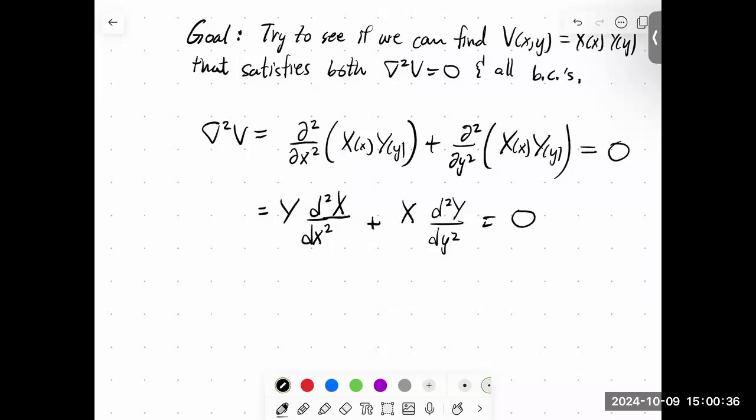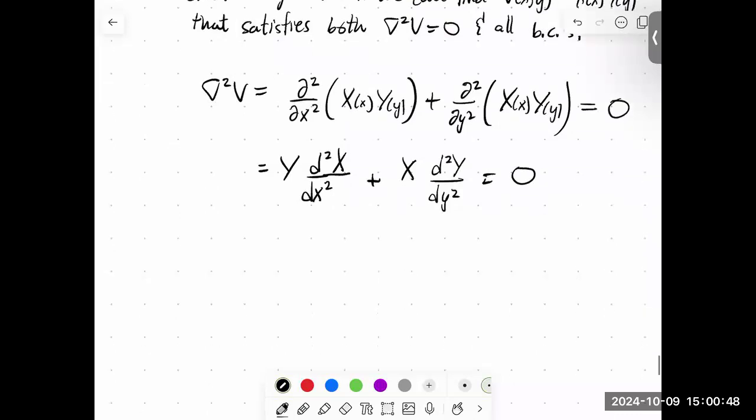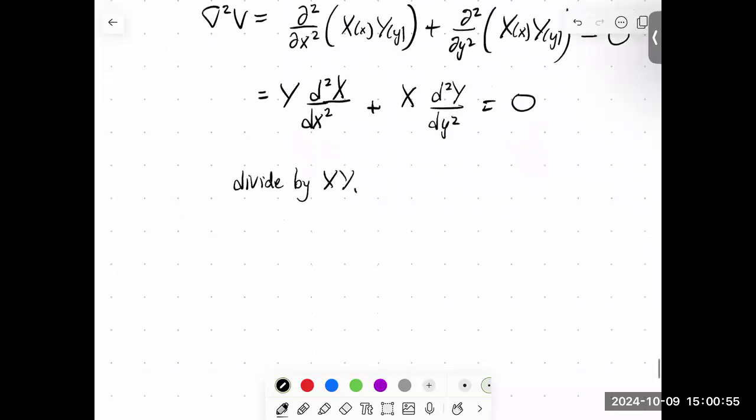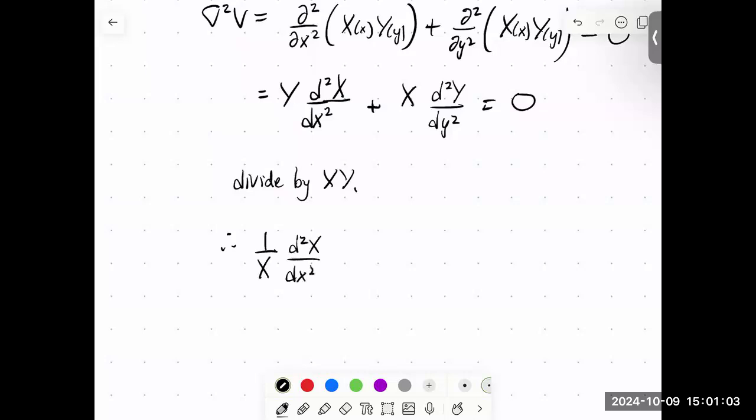What's the next step? If you've seen separation of variables already, what would you do next? Divide. Yeah, that's right. I don't like having my y's and my x's mixed up, so I want to separate them. So let's divide by X times Y. Okay, so what are we going to get? 1 over X times 2 derivatives of X plus 1 over Y times 2 derivatives of Y is equal to 0.